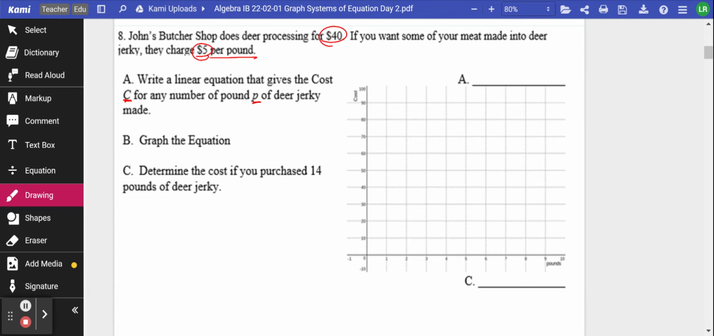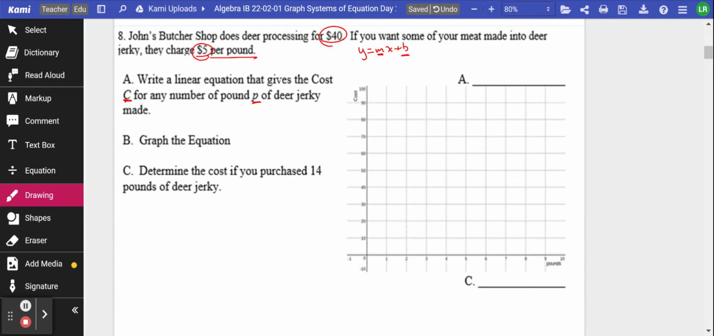deer jerky. So remember, we're writing an equation in slope-intercept form. We are writing y equals mx plus b. Now, we're not going to use y and x. We're going to use C and P instead. But we can figure out what is our m, what is our rate of change, our slope, and what is our b, our y-intercept, our starting cost.